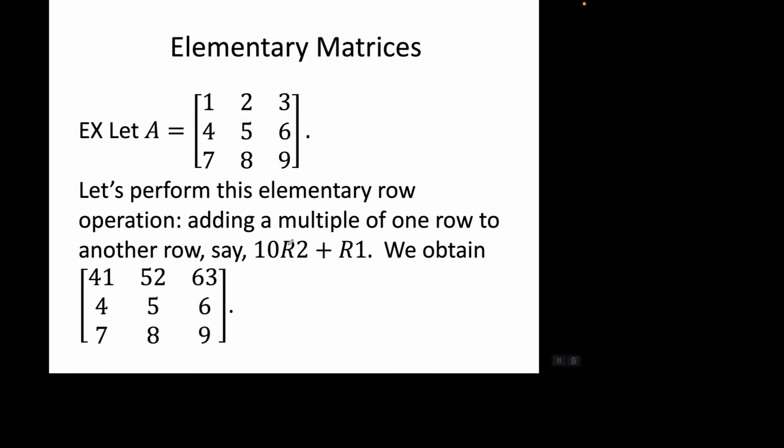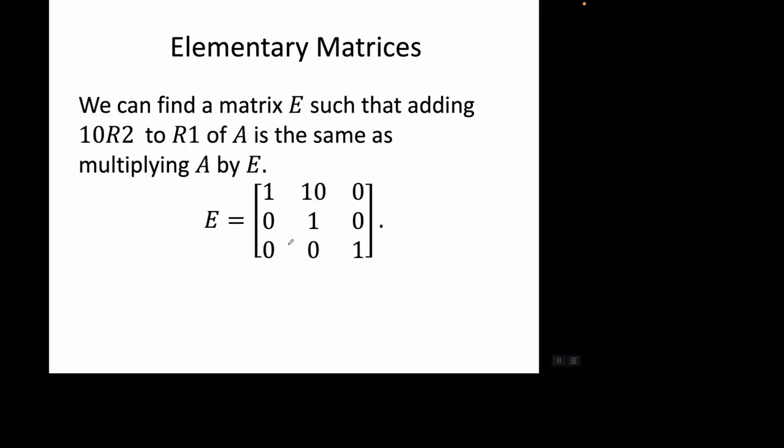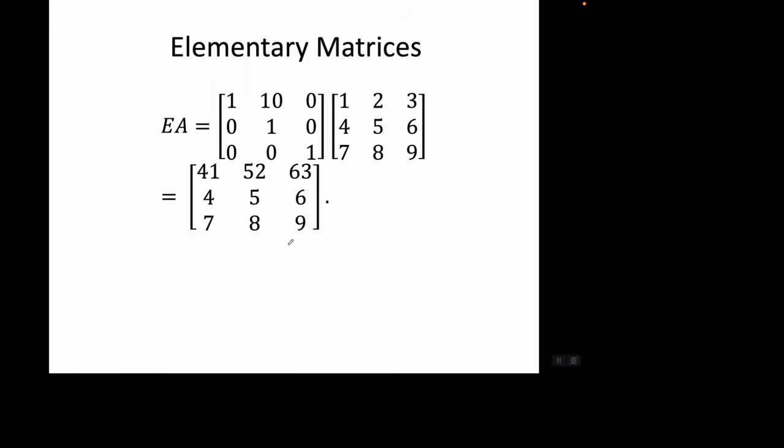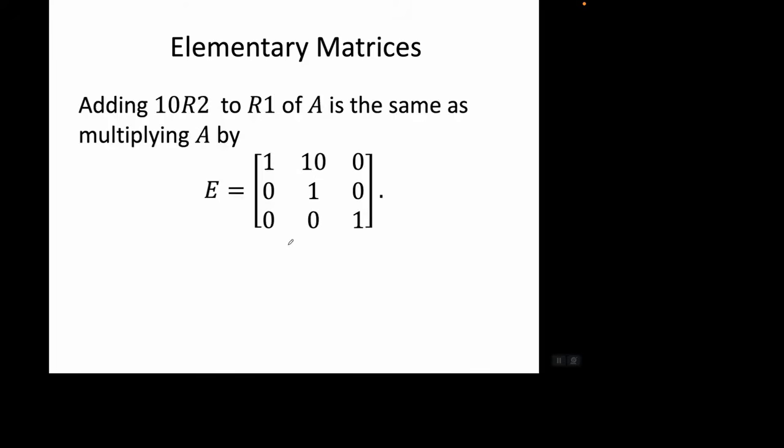Lastly, let A be the same matrix. Let's perform this elementary row operation. Adding a multiple of one row to another row. Let's say 10 times row 2 added to row 1. We obtain 41, 52, 63, 4, 5, 6, 7, 8, 9. We can find a matrix E such that adding 10 times row 2 to row 1 of A is the same as multiplying A by E. And that matrix E is 1, 10, 0, 0, 1, 0, 0, 0, 1. When we multiply A on the left by E, we get the matrix we saw earlier, 41, 52, 63, 4, 5, 6, 7, 8, 9.